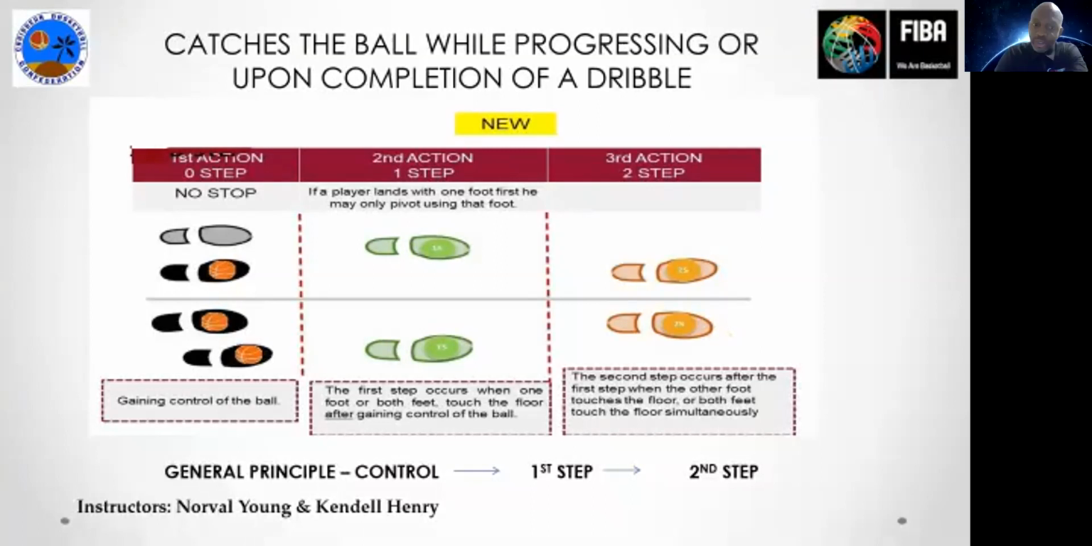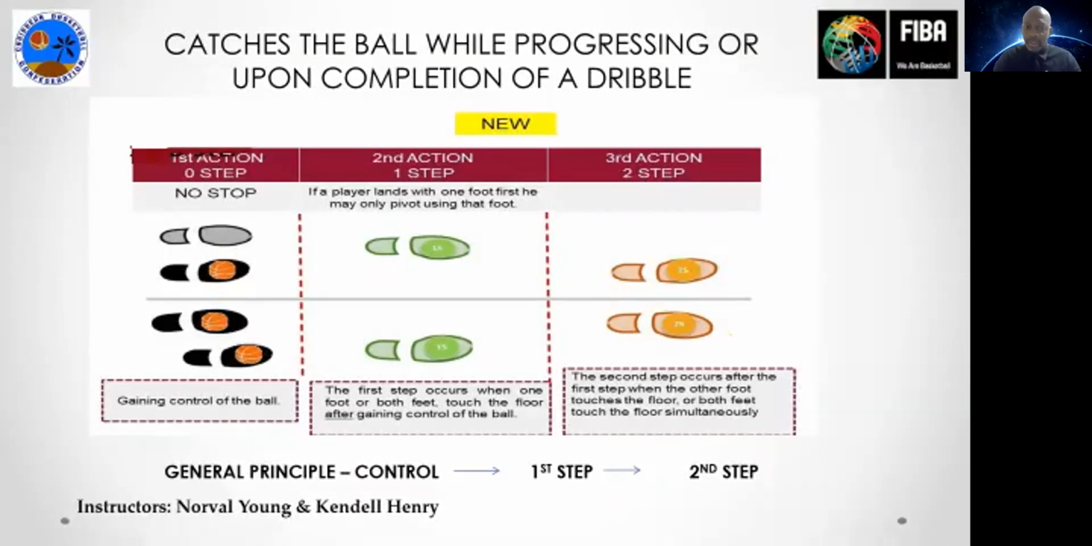In the lower part of the slide, the player receives or gains control of the live ball with both feet on the floor. Now his first step can be with either foot, left or right. In this case, he chooses his right for his first step, and his second step must be with his left. And once that happens, it's legal.